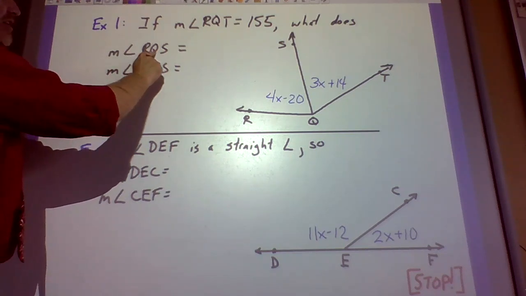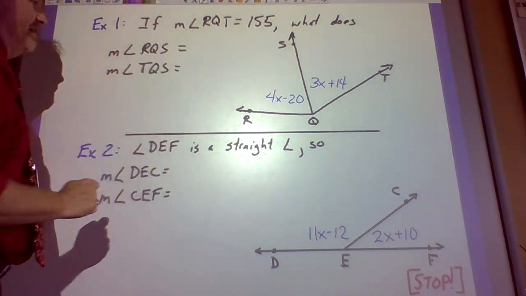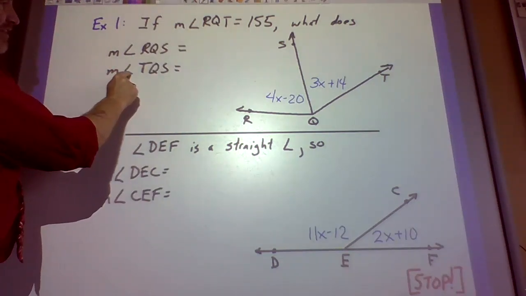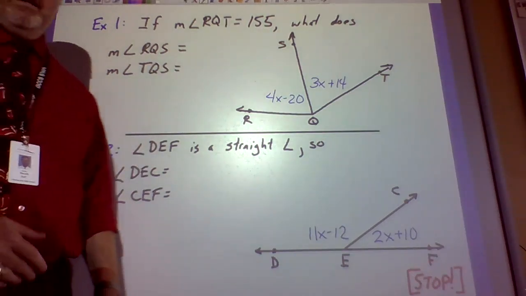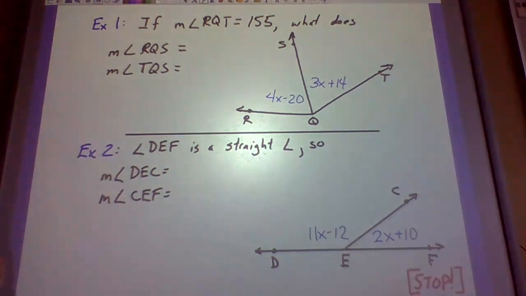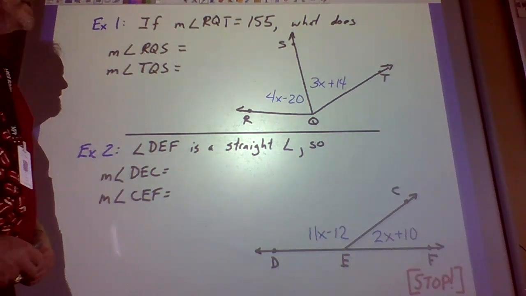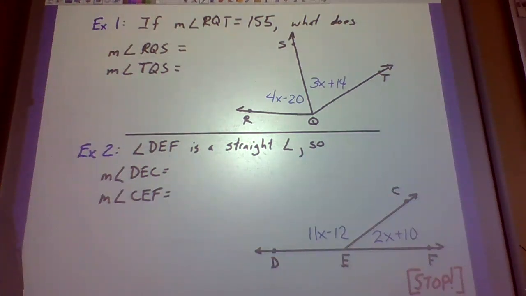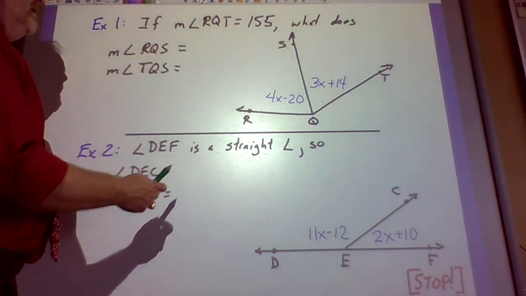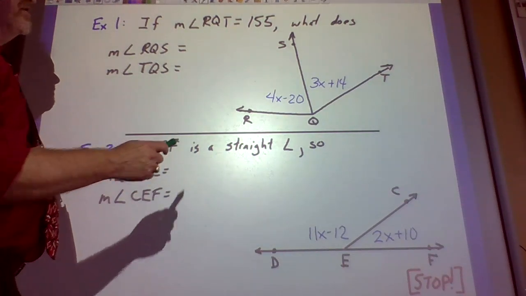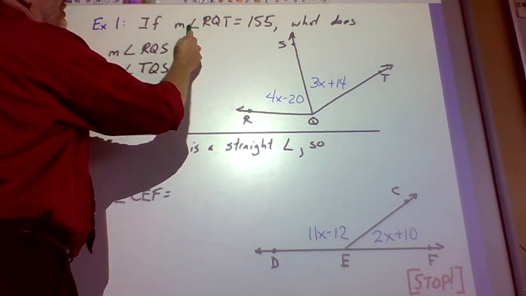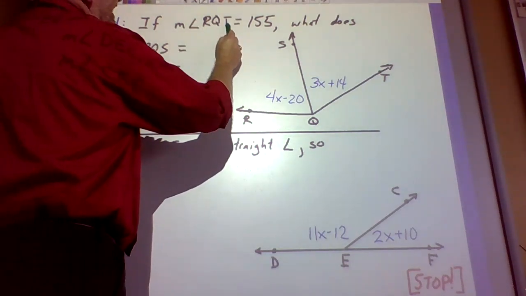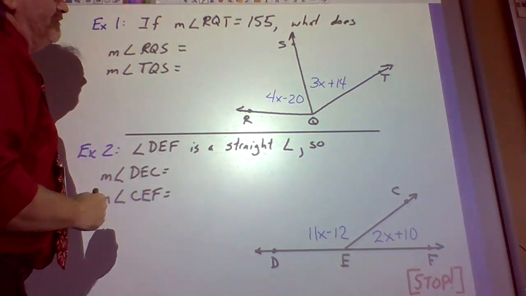Measure of angle RQS equals blank. Measure of angle TQS equals blank. And we're going to figure those things out. So hopefully everybody's had time to draw it, pause if necessary. I'm going to jump in, and here we go. How would you do this? Well, there's something very important up here in the directions. They tell us that the measure of angle RQT is 155.